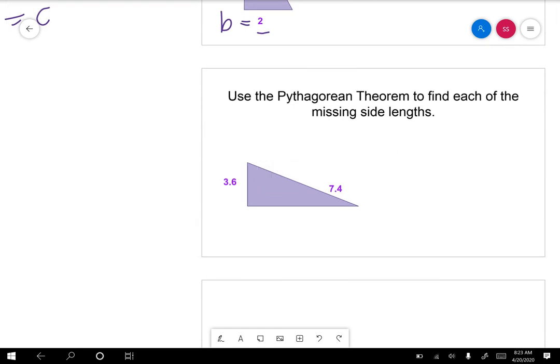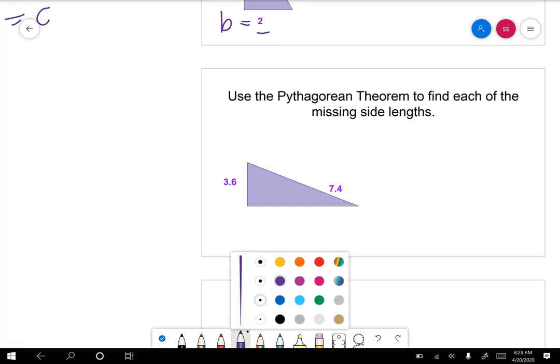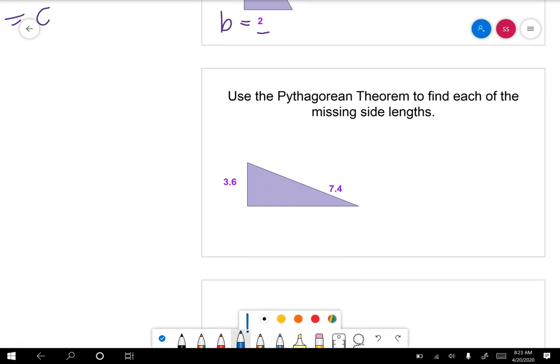Use Pythagorean theorem to find each of the missing side lengths. So here, this one's a little bit different. On this one, we actually know the hypotenuse. We'll call this one A, but we don't know one of the other side lengths. We'll call that one B. Okay, so we're going to be working a little bit backwards from the example we just did. So first step, I'm going to write Pythagorean theorem out.